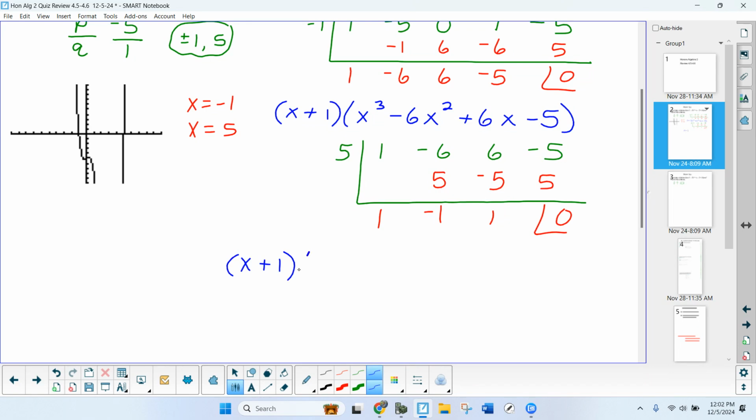What did this factor into? X minus 5. And then this gave me what? X squared minus 1x plus 1. Now, does that trinomial factor? What multiplies to give you 1 that adds to give you -1? Does that factor?